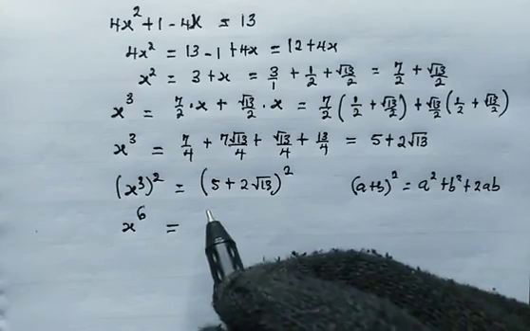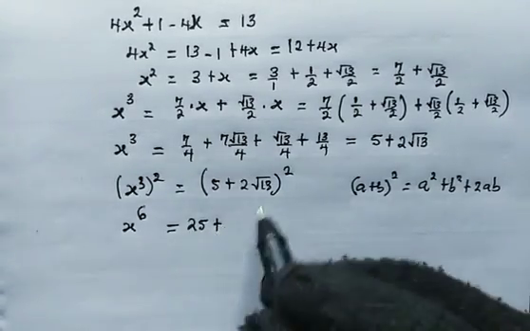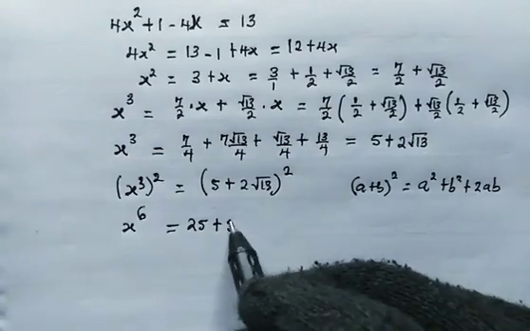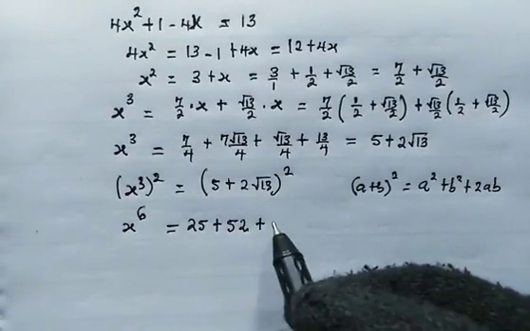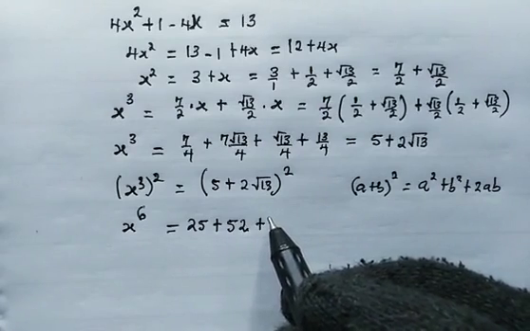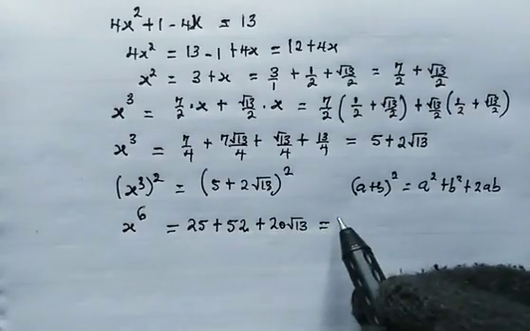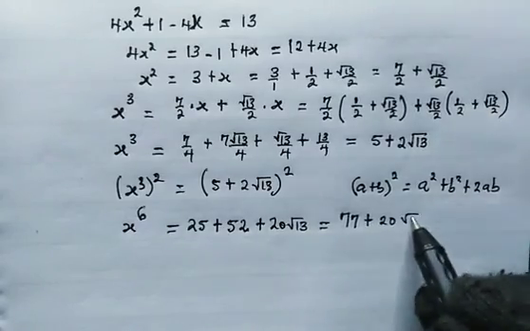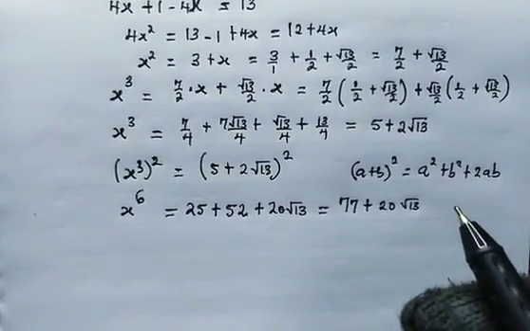First term squared here is 5 squared, which is 25. Second term squared, 2 squared is 4. Root 13 squared is 13. 4 times 13 will give us 52. Plus 2 times their product. Their product is 10 root 13. Then 2 times it will give us 20 root of 13. And this simplifies to 77 plus 20 root of 13. You can see we just quickly arrive at the 6th power, right?